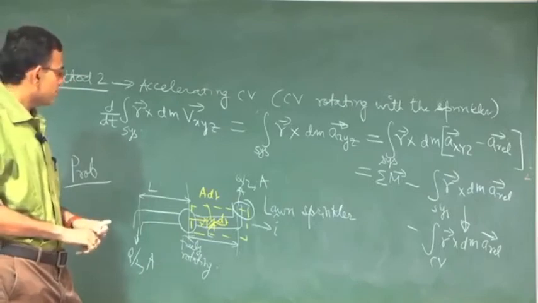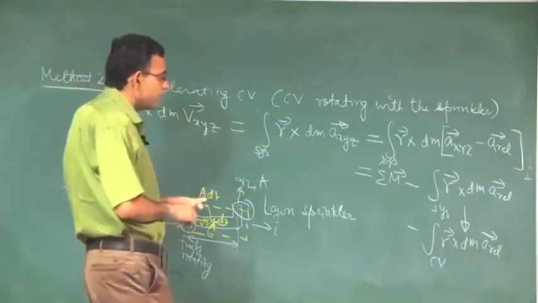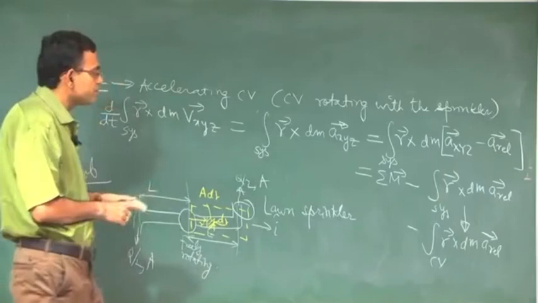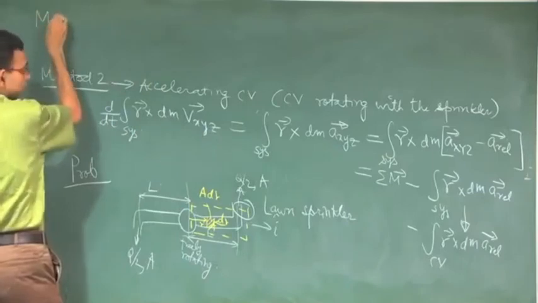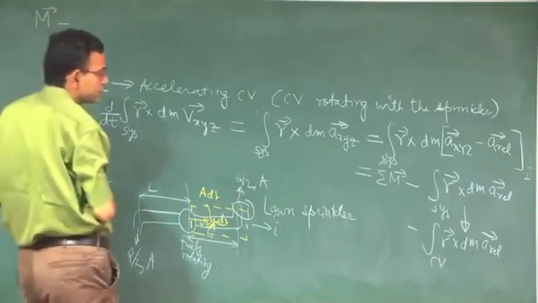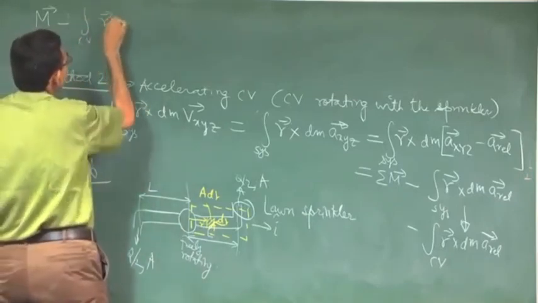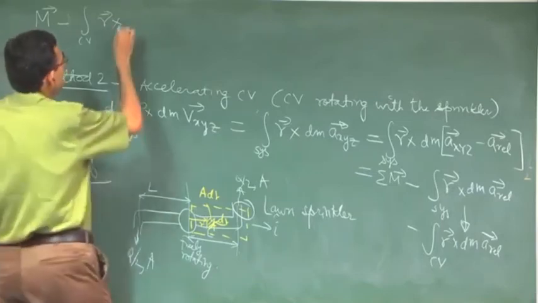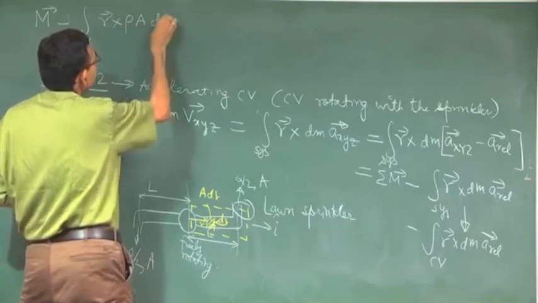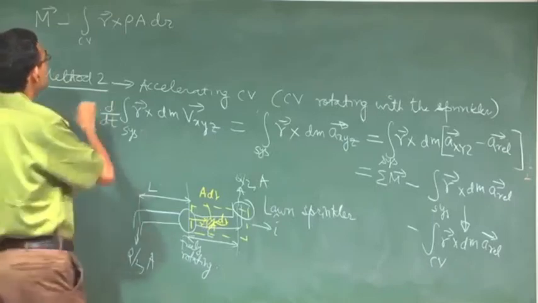Okay. So let us start, hopefully we can do it with a cool head because lots of calculations are there. So left hand side: M minus r cross dm, where dm is rho A dr, a relative is what?